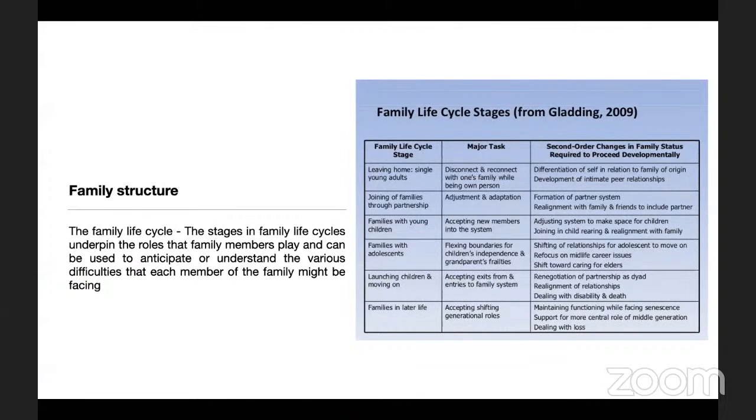So this is a table, the life cycle stages. It shows the major tasks that are involved in each of those stages, as well as how a family can adapt in a healthy way to those changes. And so if it's unable to do that, that would result in some sort of crisis. It is a useful tool in mapping out the roles of different family members, as well as to anticipate and understand various difficulty that each member might be facing at that time.